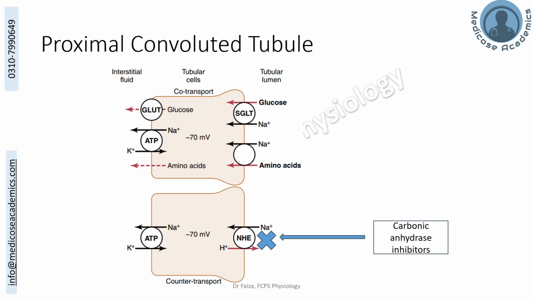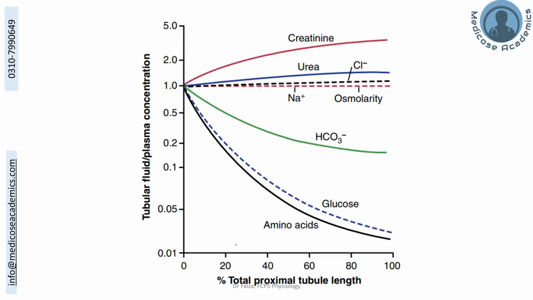The reabsorption of bicarbonate or secretion of hydrogen ions is stimulated by the carbonic anhydrase mechanism at the level of the proximal convoluted tubule, and the action of the carbonic anhydrase enzyme is inhibited by the carbonic anhydrase inhibitors, a type of diuretic, which indirectly impacts the excretion of the hydrogen ions as well.